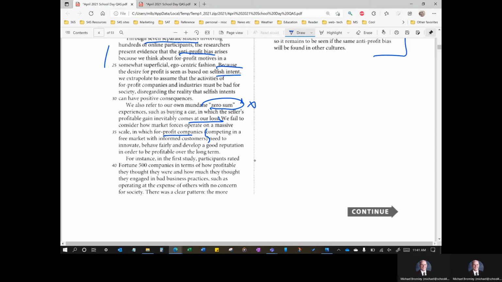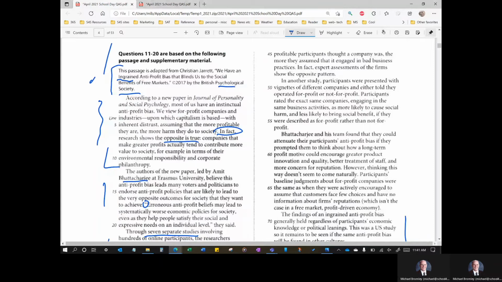For instance, in the first study, participants rated fortune and blah, blah, blah. All right, so we get the first study. There was a clear pattern. The more profitable participants thought a company was, the more they assumed it engaged in bad business practices. Okay, so that's important there. Participants thought that the more money they made, the worse they were. In fact, experts' assessments of the firms show the opposite pattern.